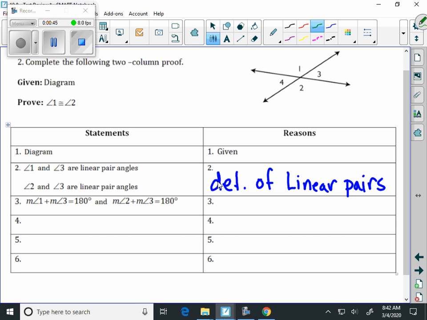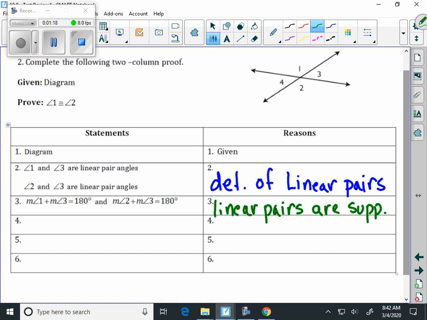And something that we know about linear pairs, once we've determined that they are linear pairs, is that they combine to be 180 degrees. And what we can say in terms of the reason is that linear pairs are supplementary. Sorry, I can't fit that word supplementary in there, so I have to abbreviate this time.